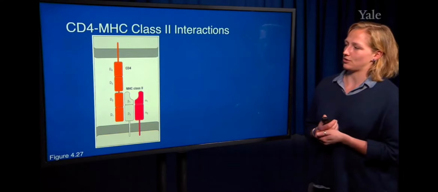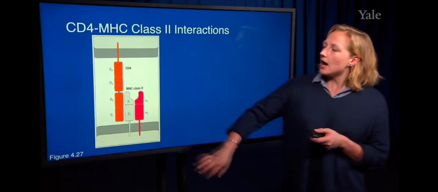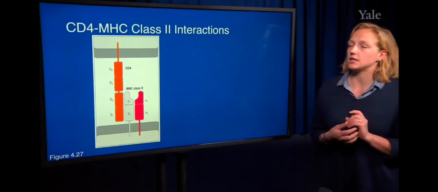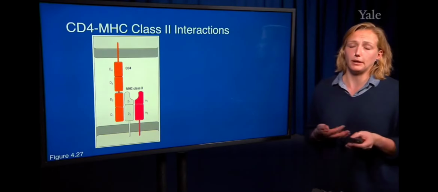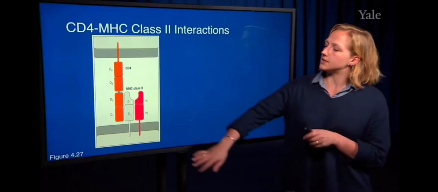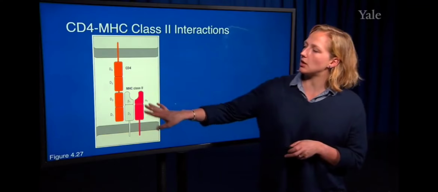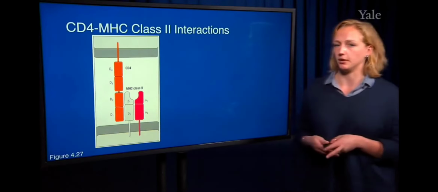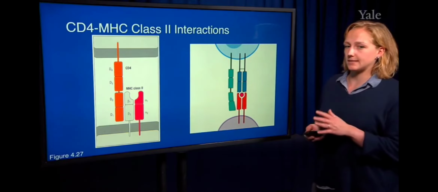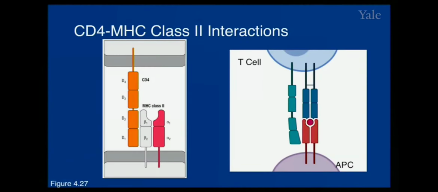The concepts of the CD4 and MHC class II interactions are very similar and parallel to those between CD8 and MHC class I interactions. So you can see here that the MHC class II molecules can interact with the CD4 molecule. And as before, if we look at a different schematic of what's happening here, we have our T cell and our antigen presenting cells.